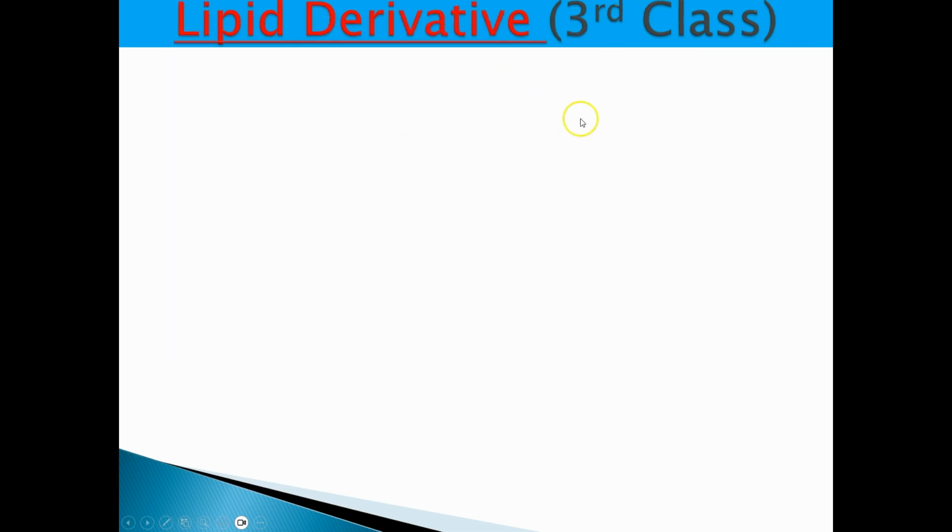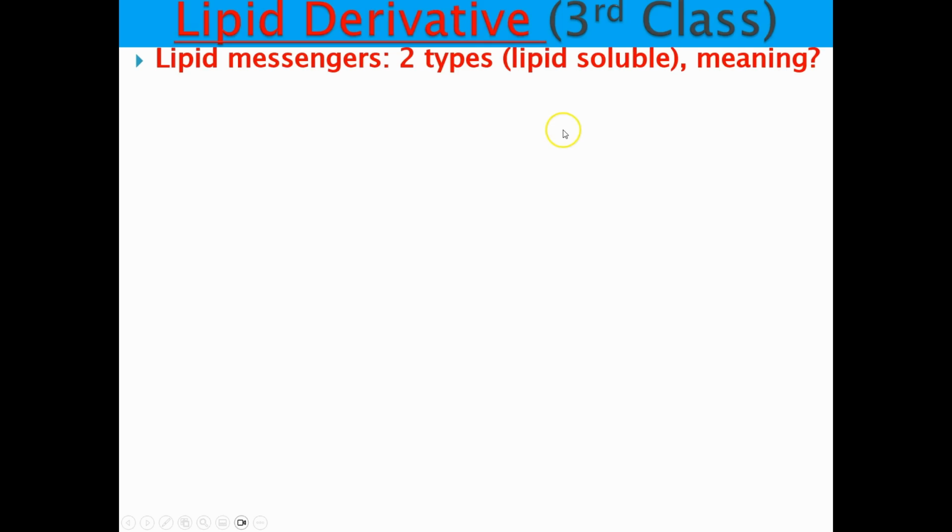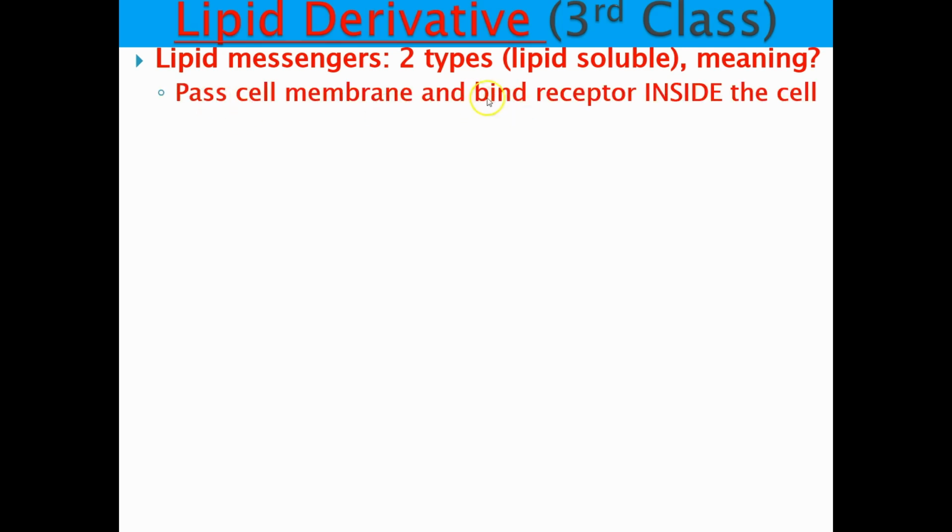And then we get to lipid derivative chemicals. Now, these are lipid derivative chemicals, but really what we're going to do is focus on the two types of lipid messengers, which are lipid soluble. Again, what lipid soluble means before we get into the two types: lipid soluble means they can pass the cell membrane, so these chemicals will pass the cell membrane, and they're going to bind to receptors inside the cell.